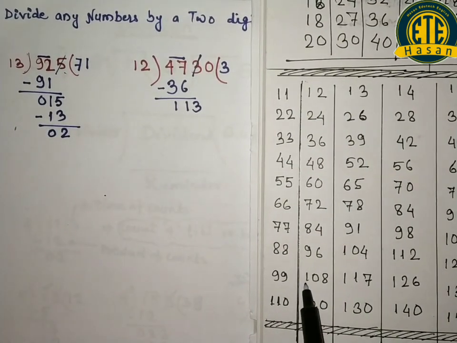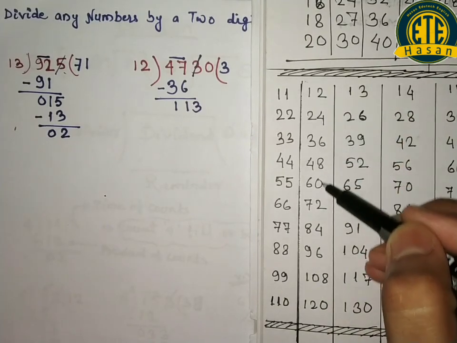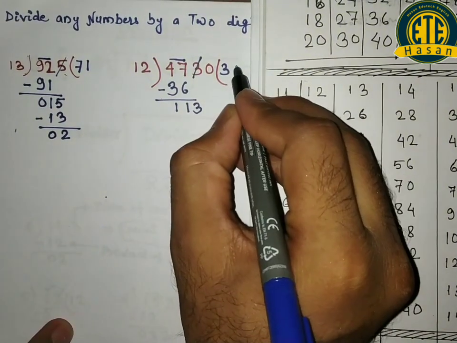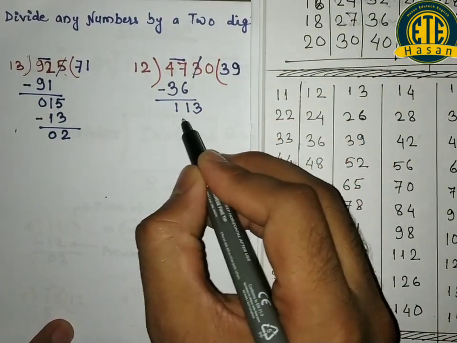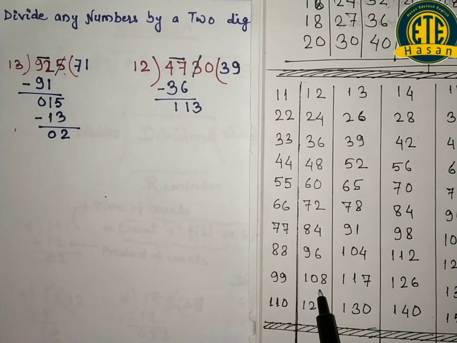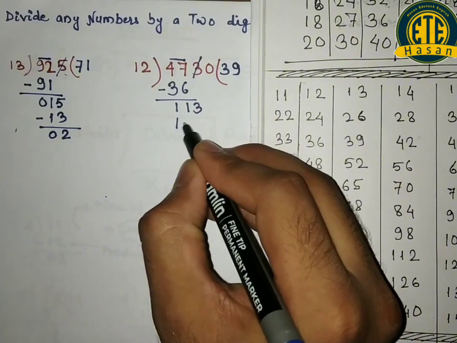Yes, you can see 108, 108 and 120. Here in between is 113. So we have to count up to 108. How many times? 1, 2, 3, 4, 5, 6, 7, 8, 9. 9 times we have to count, and after counting 9 times, I will get 108.